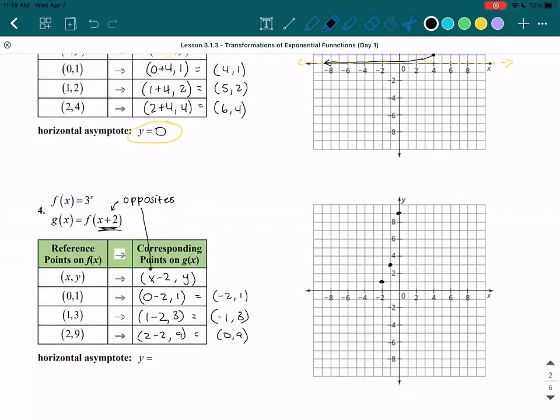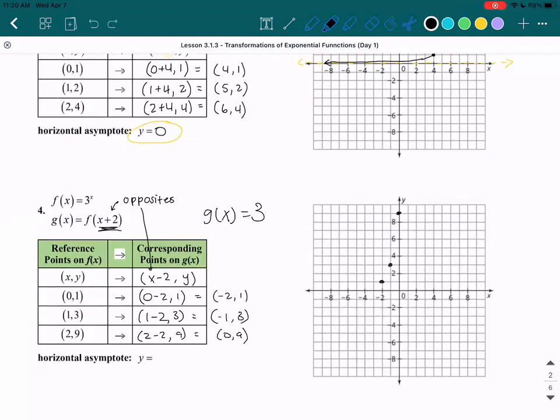And then I'm going to rewrite this equation. Actually, I want you to try to rewrite this equation. So we know that f of x is 3 to the power of x. G of x should be 3 to the power of what? So try to do that part on your own. Pause the video and then we'll check your answers.